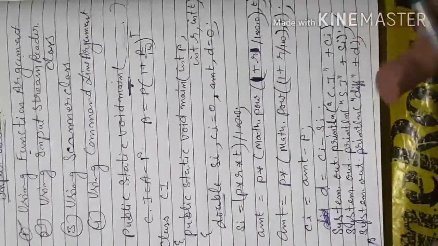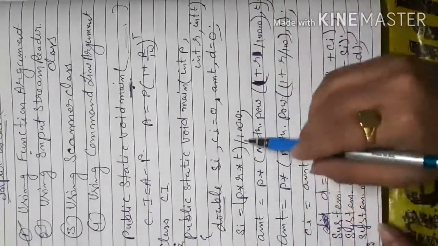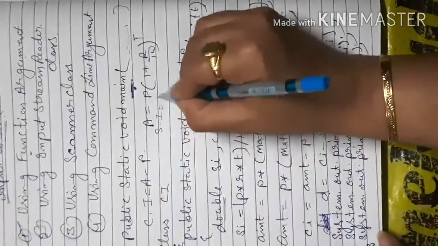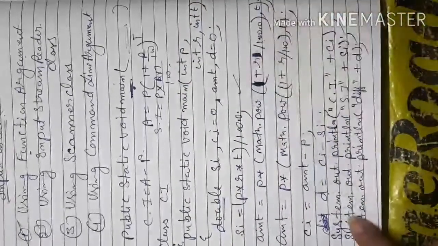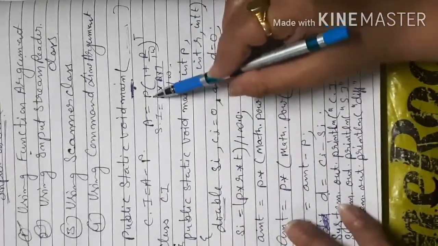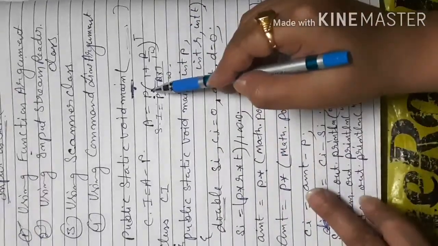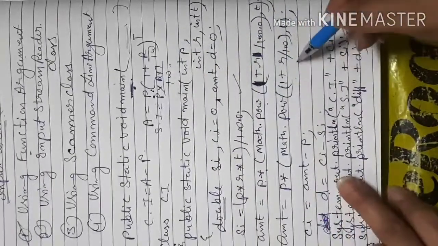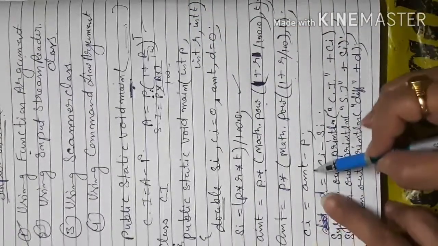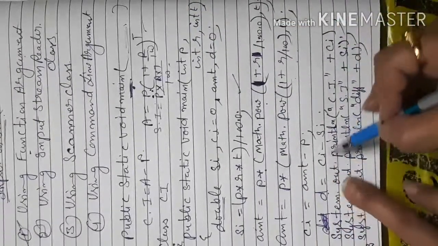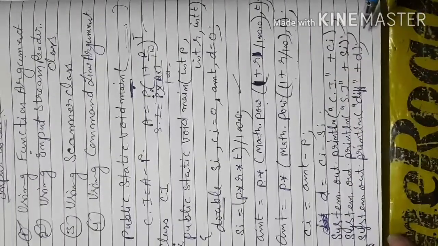So ultimately, all the calculations are the same. The simple interest formula was principal into rate into time by 100, that I apply here. The amount formula is principal multiplied by Math.pow 1 plus r by 100, comma t. So that is my amount formula. Compound interest is amount minus principal, and the difference is compound interest minus simple interest. Whatever values are calculated, I just print here.